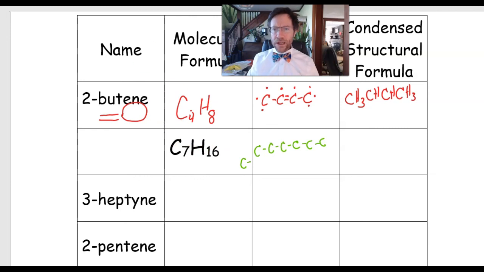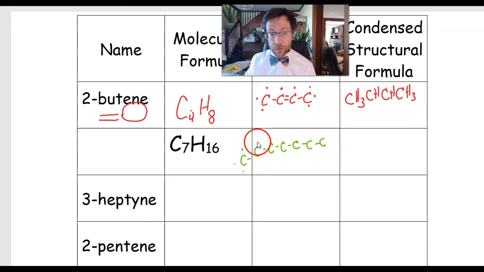So where were we? Oh yeah, C7H16. There's my 7 carbons. This looks like 2n plus 2, so it's going to have all single bonds. So my hydrogens are just going to be like boop, boop, boop, boop. There.